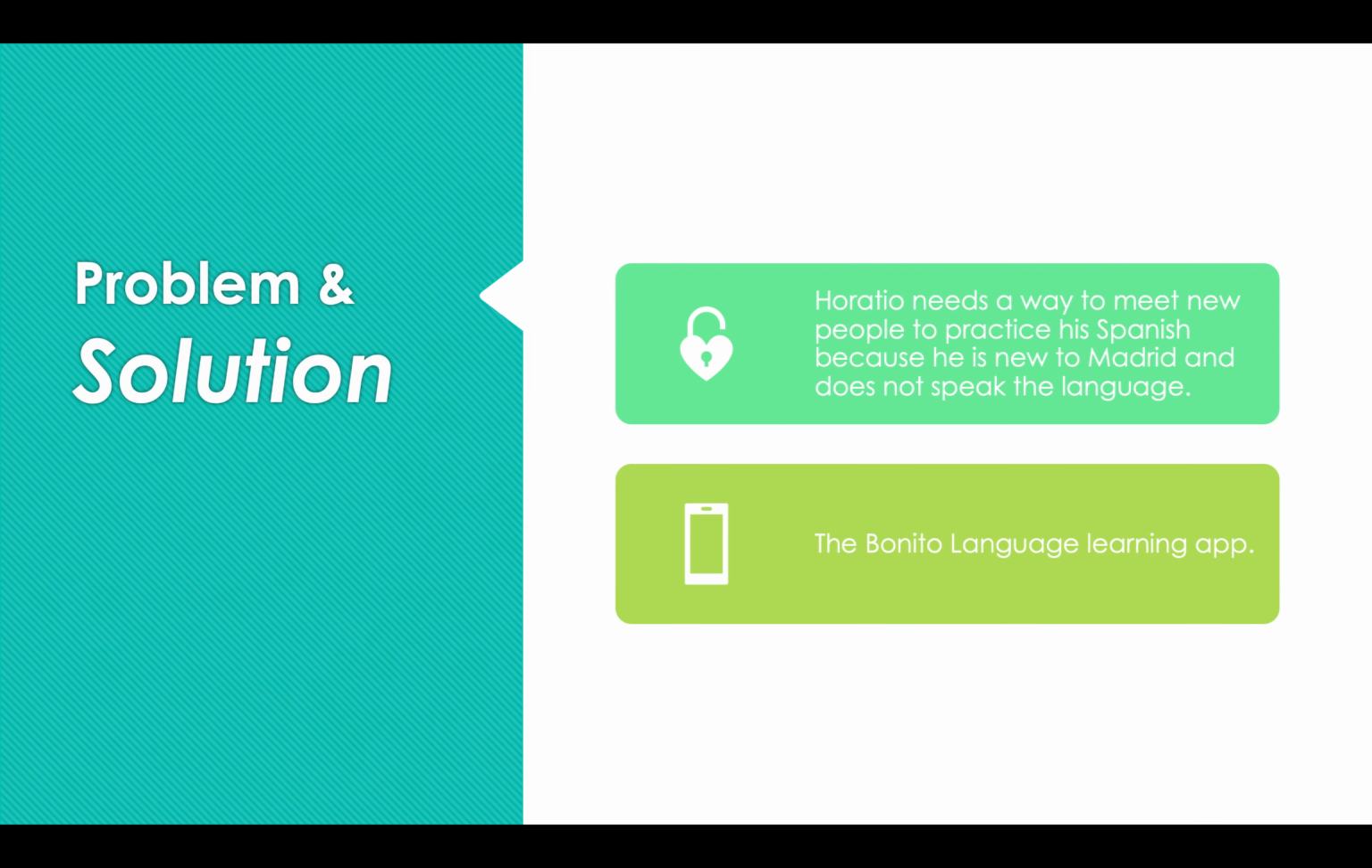Horatio needs a way to meet new people to practice his Spanish because he's new to Madrid and doesn't speak the language. Not only does Horatio need to practice his Spanish, but he wants to integrate into Spanish society. He wants to do so by meeting new Spanish people. Getting out there hasn't been easy for Horatio, because of work, obviously, but for cultural reasons as well. He doesn't drink, he doesn't like eating late, and he doesn't like football. Soccer, if you will. Learning Spanish will be key to making new friendships. Finding a way to do both would be the ideal.